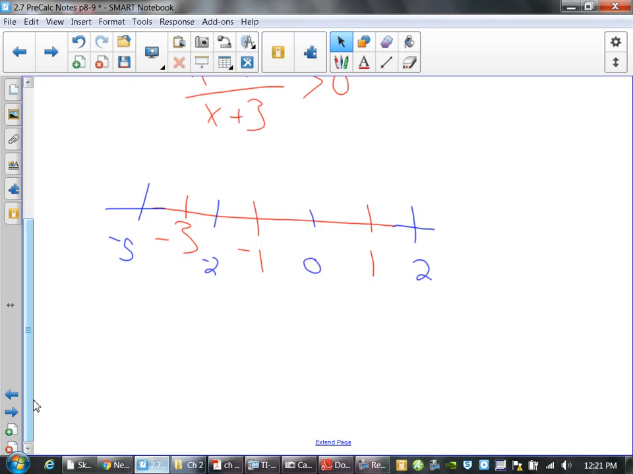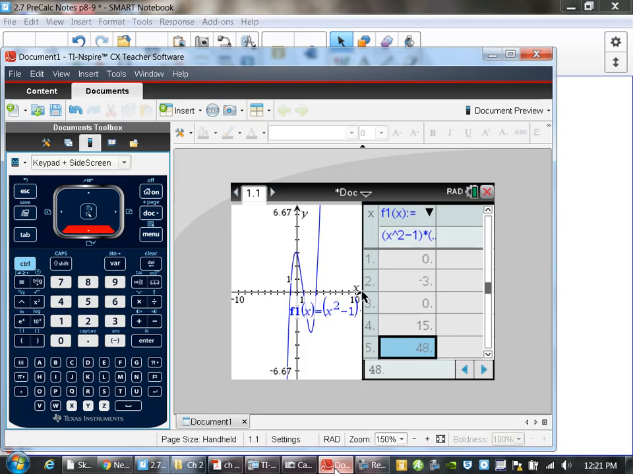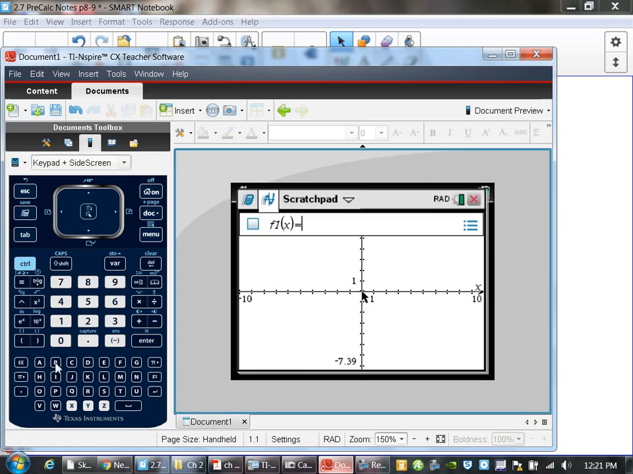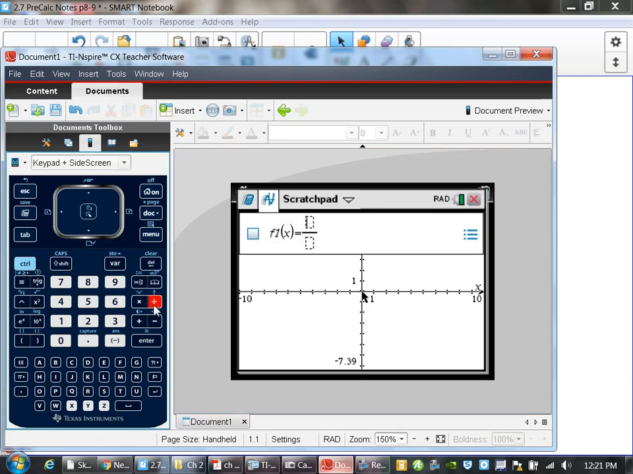So in your calculator, we'll do a new graph. Fraction bar. Numerator was x squared minus 1. Denominator was what, x plus 3? Yeah. Thanks.